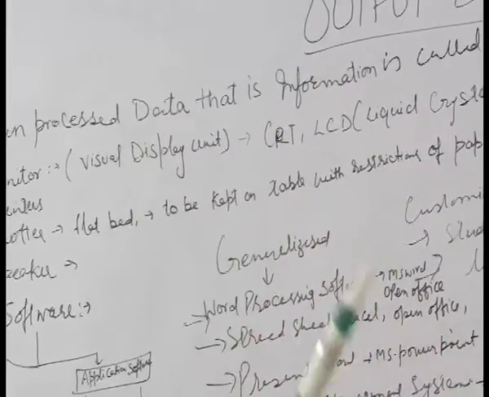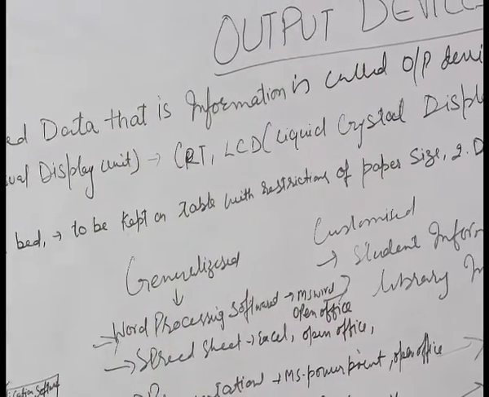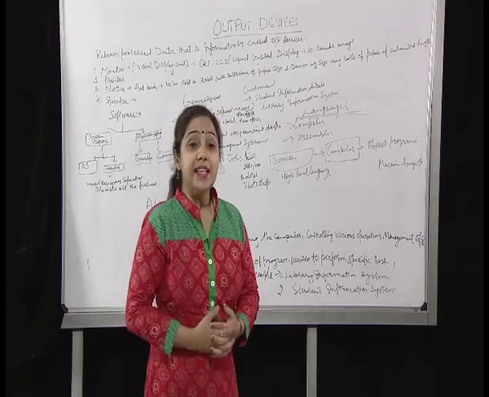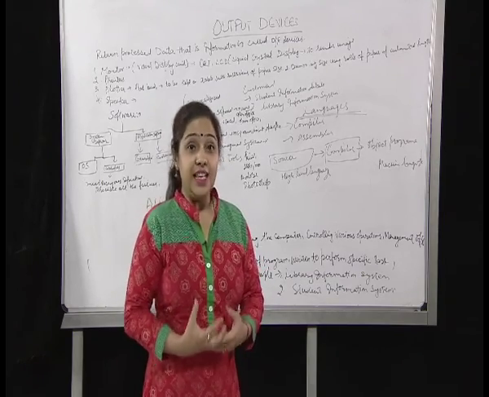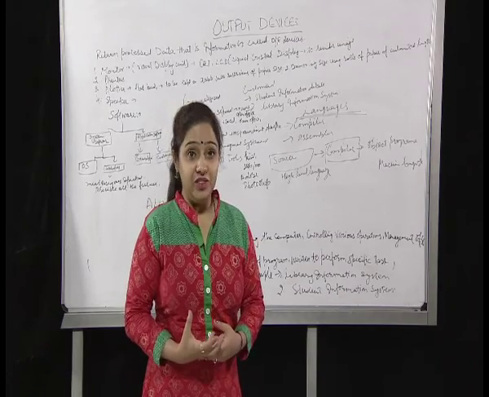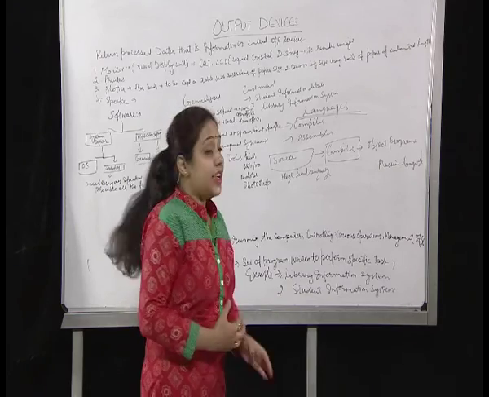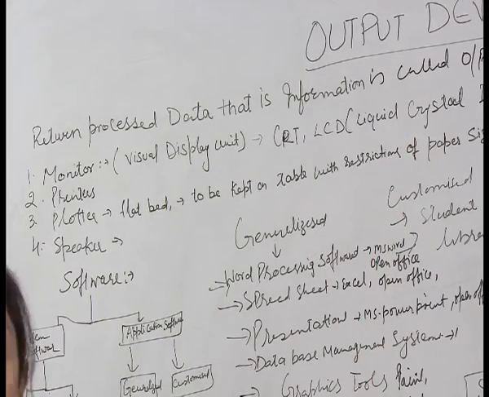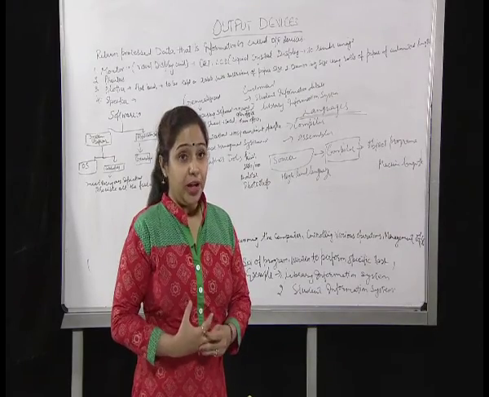So the types of monitor are, first, the CRT, the cathode ray tube. It has a vacuum in it, and it works like the desktop televisions we have in homes. The most popular CRT device is the television, and it is known as a cathode ray tube.